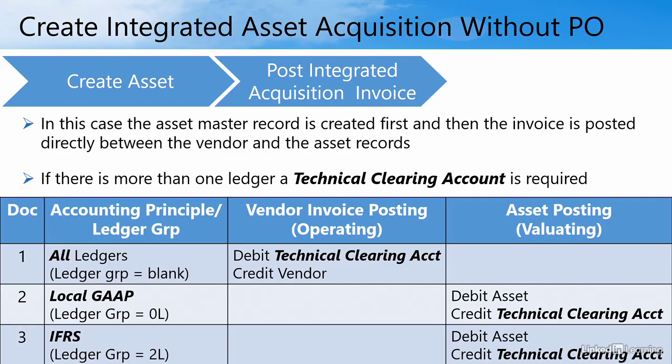The first posting, which creates one document, is between the vendor and the technical clearing account and applies to all ledgers. The other posting is called the valuation posting, and for each ledger there will be a separate document posting between the technical clearing account and the asset.